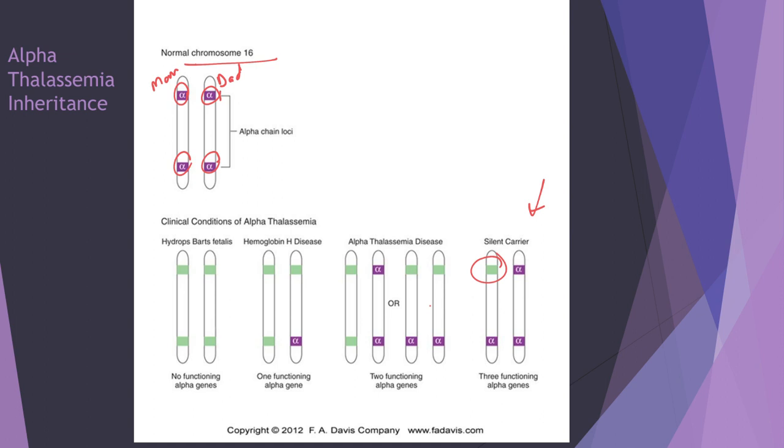Okay, alpha thalassemia disease, also called alpha thalassemia trait or alpha thalassemia minor. These are 2 deletions, and it can be 1 deletion on each chromosome or 2 deletions on 1 chromosome. So either of those would be considered alpha thalassemia minor or disease or trait. Then we have hemoglobin H disease, which is 3 deletions. Then we have hydrops fetalis, which is a deletion of all 4 alpha chain genes.